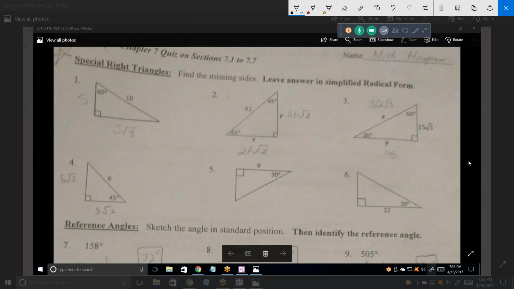Okay? Now, over here on 6, I'm going to call that y, and I'm going to call that z. The hypotenuse. Hold on a second. Can't draw z even.